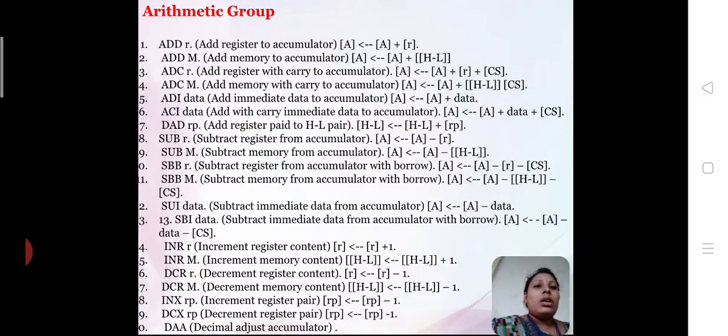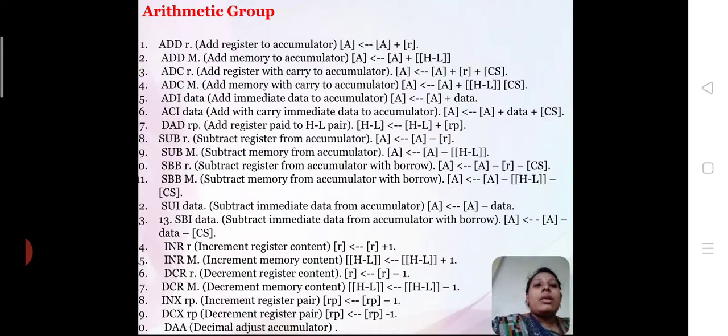So add register to accumulator and it is stored in the accumulator. If you give the ADD R instruction, whatever content is stored in the accumulator and the register will be added up and the result will also be stored in the accumulator. Okay. Next, ADD M. This is also the same. Add memory to accumulator. Whatever content is stored in the memory is added with the accumulator and the result will be stored into the accumulator. So these are some arithmetic group examples.